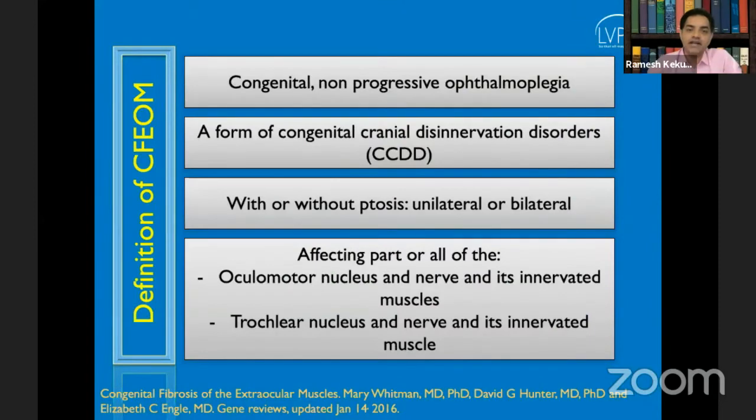It's a congenital non-progressive ophthalmoplegia, comes under CCDD. It can be with or without ptosis. It can be unilateral or bilateral, depending upon the types. Two nerves are most commonly affected because of the neuropathy. One is oculomotor, second one is trochlear nerve.